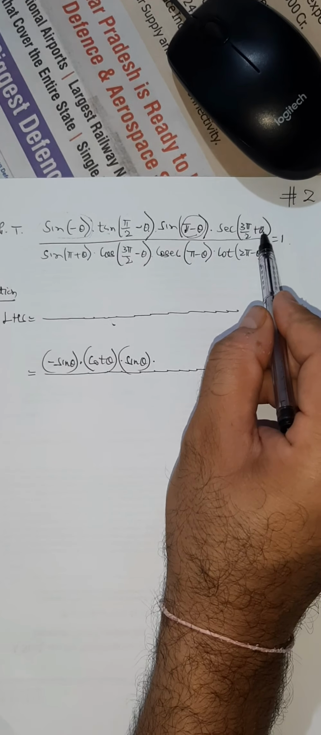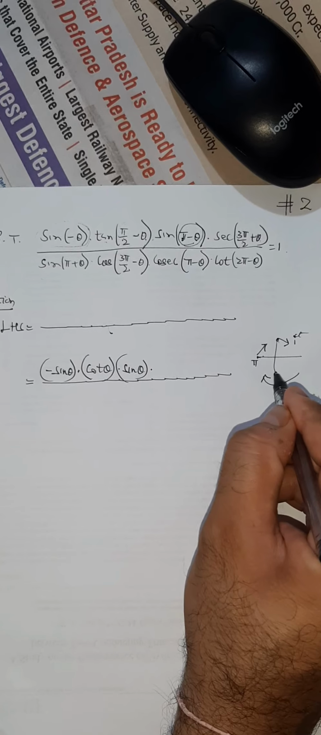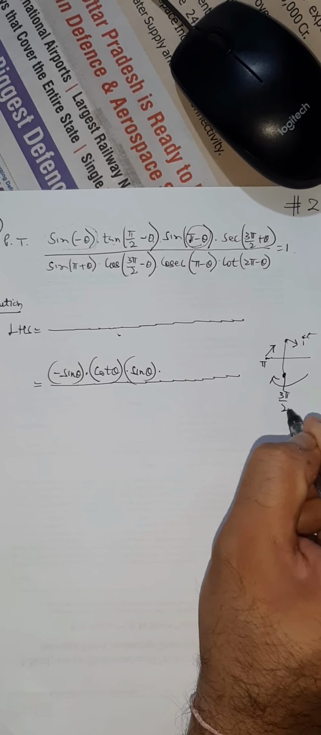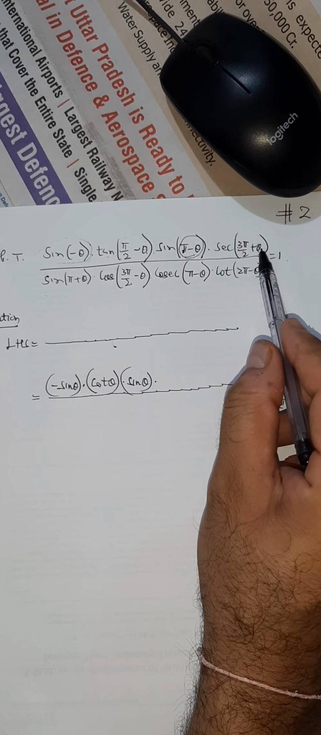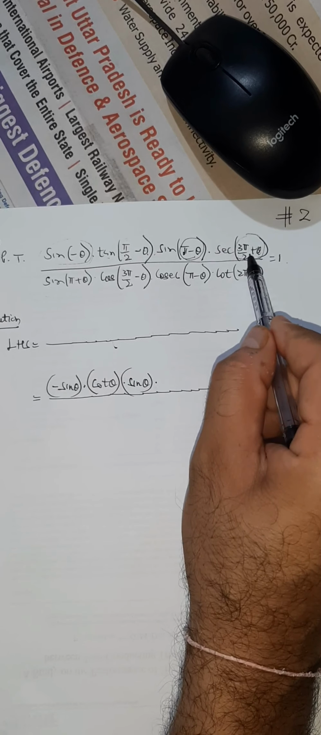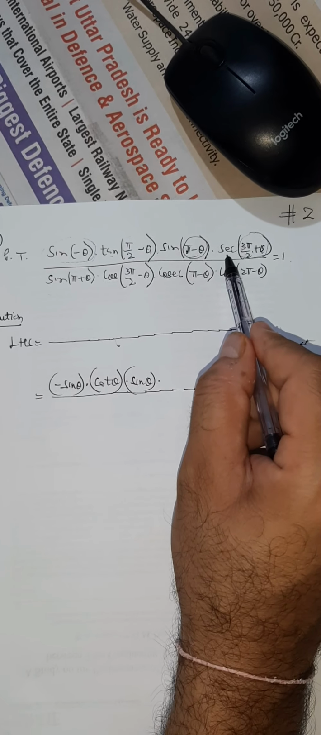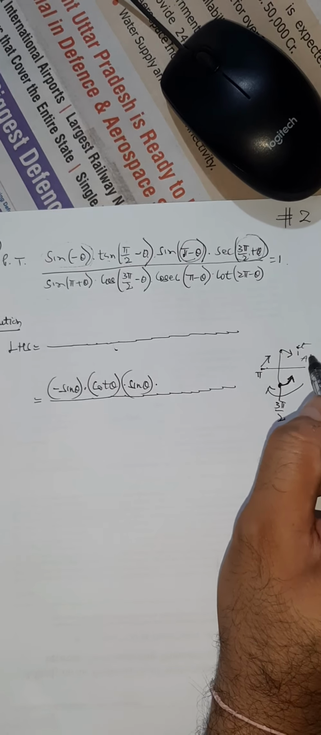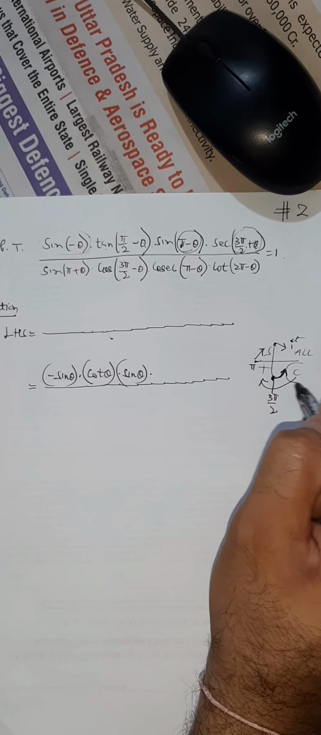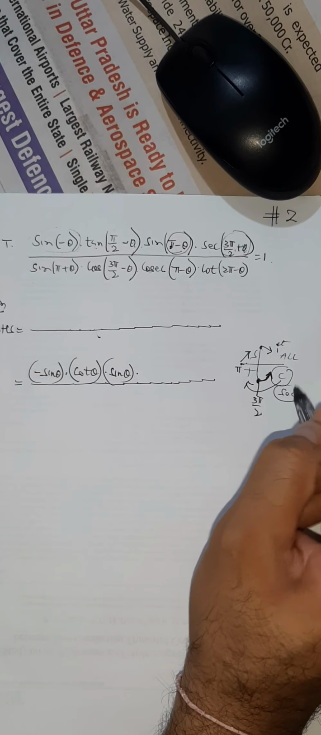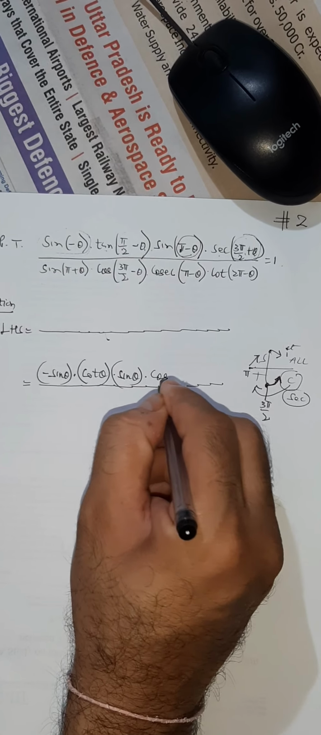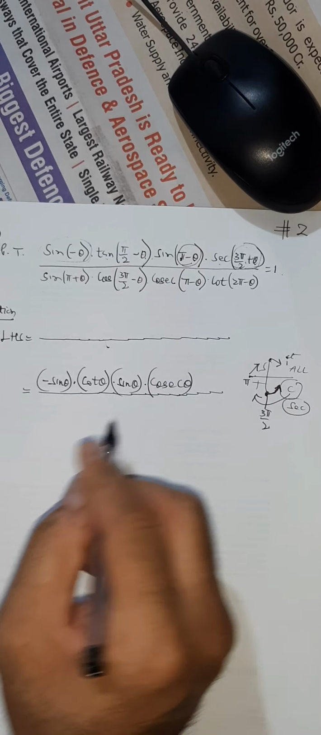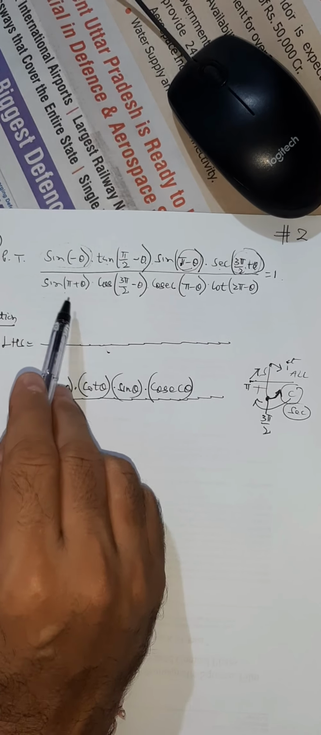Into 3 pi by 2 plus theta. 3 pi by 2 is here. Plus theta means you are moving in anti-clockwise direction. Plus means in this direction. You will be in which quadrant? Fourth quadrant. In the fourth quadrant, sec is positive. All S, T, C: cos and sec are positive here. So this will be positive, but because of pi by 2, you will get the corresponding function. So cosec theta.